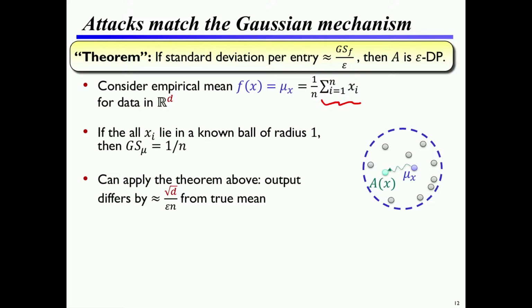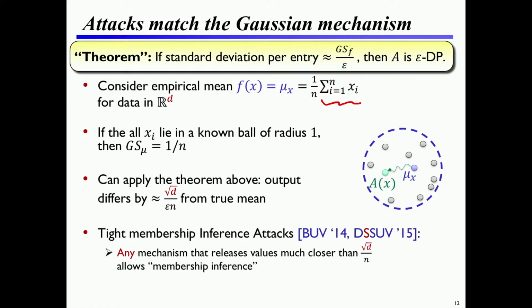And I will get a point that is not too far from the true mean as long as the dimension isn't too big. So how far away do I wind up from the true mean? My distance from the true mean is now about 1 over n per entry, but in total it's about square root of d over n. Okay?